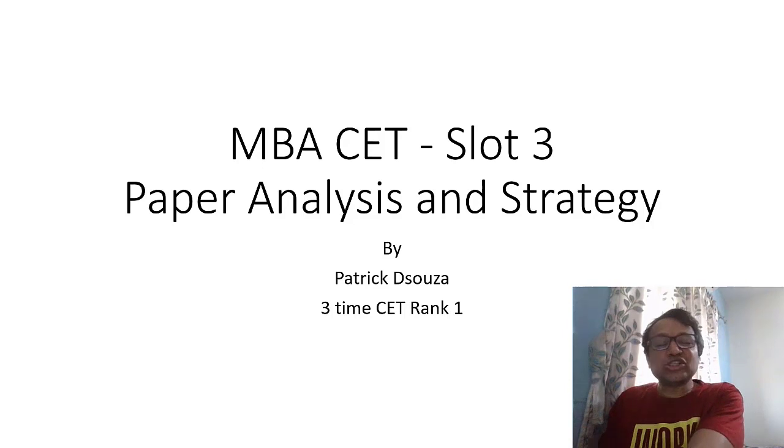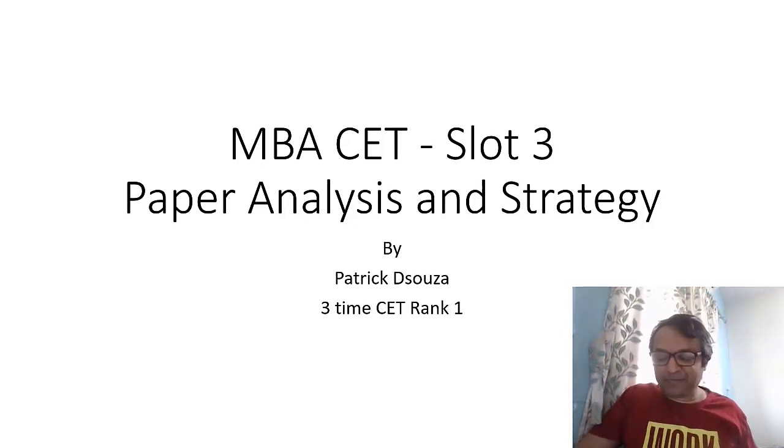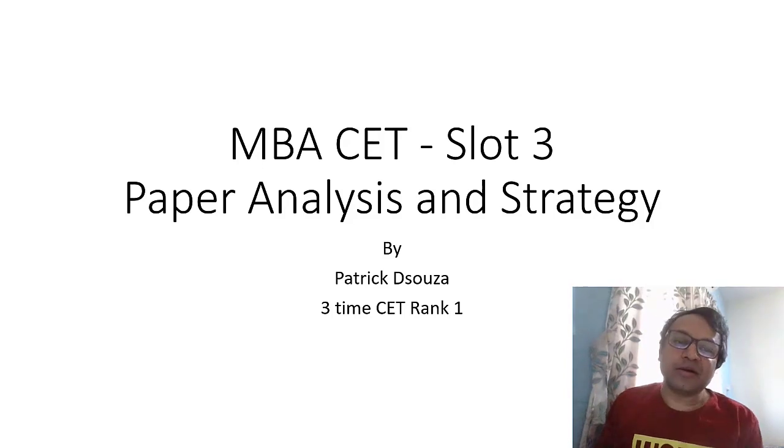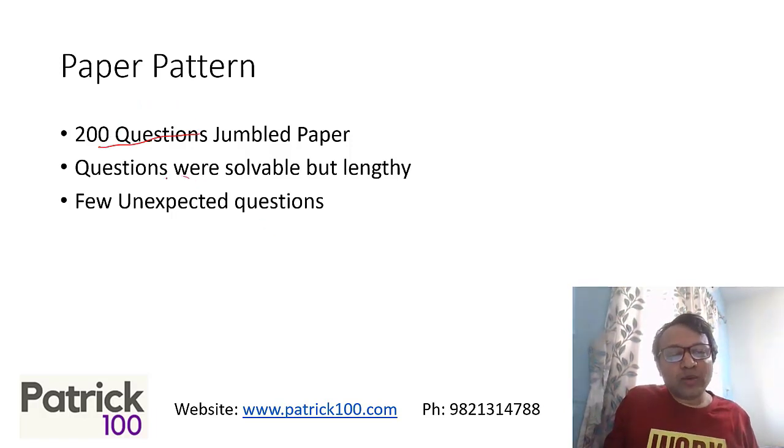Hi, so this is the slot three analysis of the MBA CET 2021 paper. Let's look at what was different. Technically, it was the same paper, a 200 question jumble paper. We are used to the 200 question jumble paper. Questions were solvable, lengthy, similar to the previous section.